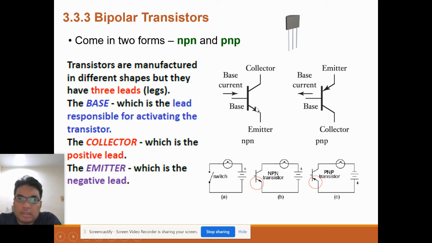So this is basically the symbol we use to represent the NPN. The arrow is going out here, while for PNP the arrow is going inside here. But this is just to give a different explanation of how the collector and emitter respond, from collector to emitter and from emitter to collector. But in general, we represent it like this, with the difference in the arrow.